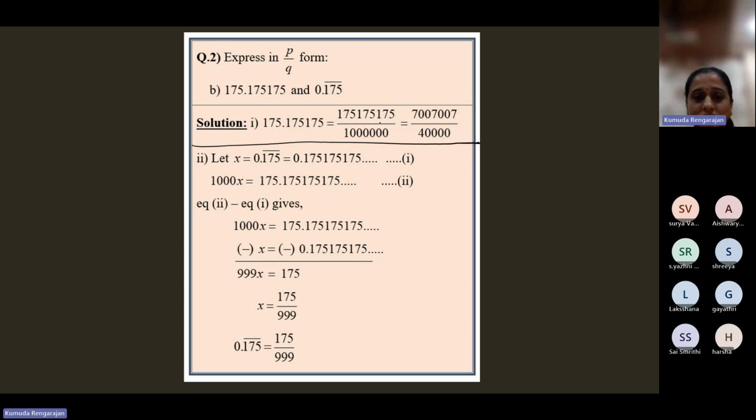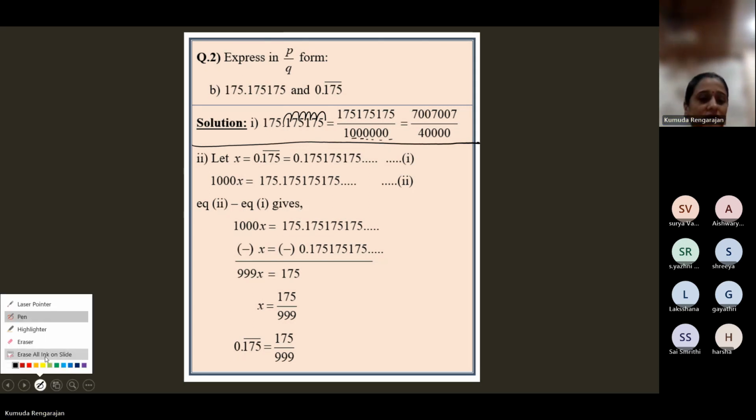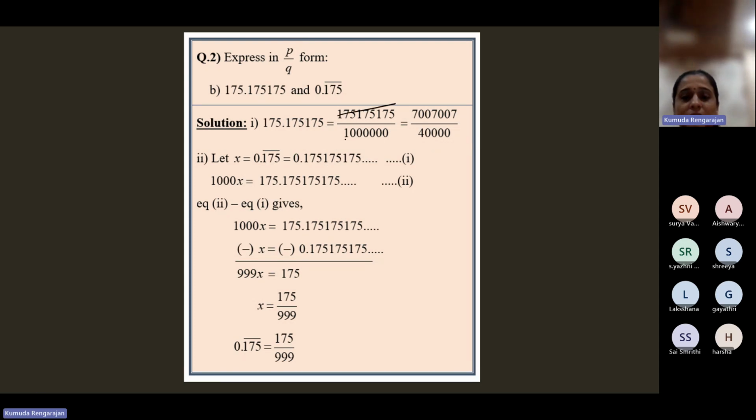So 175.175175 is equal to, just move the decimal point. 1, 2, 3, 4, 5, 6. So 6 zeros in the denominator. And then you'll have to simplify. Reduce it in the tables of 5 and just go on like that. And this is the simplest form.